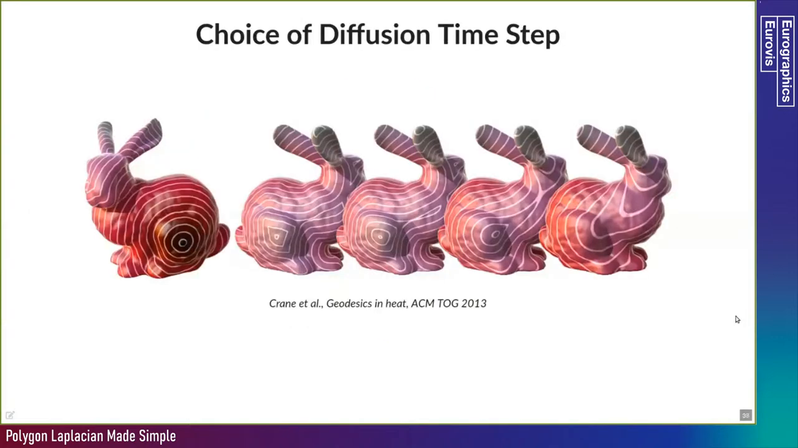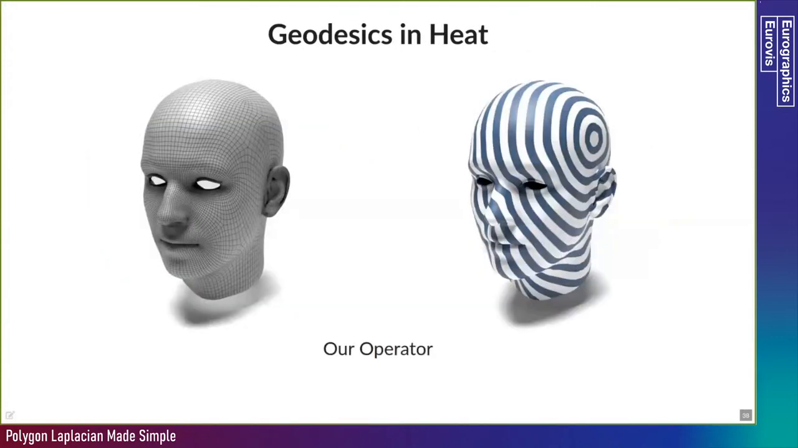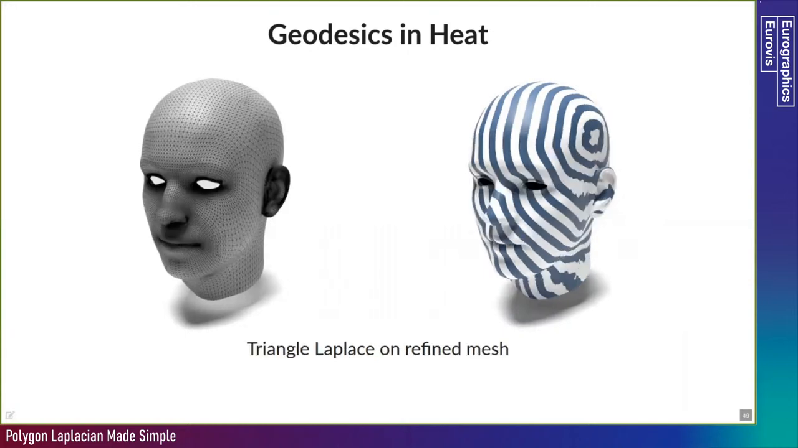Crane mentioned in his paper that by running the heat flow for progressively larger time steps, one obtains smooth approximations of the geodesic distances. Therefore, enhanced qualitative results always come at the cost of accuracy. An important factor is that our operator is not equivalent to simply inserting the virtual vertex into the mesh. In this graphic, you can see the results obtained with our operator, while inserting the virtual point and computing the geodesic distances with the cotangent divergence and gradient lead to noticeable artifacts.